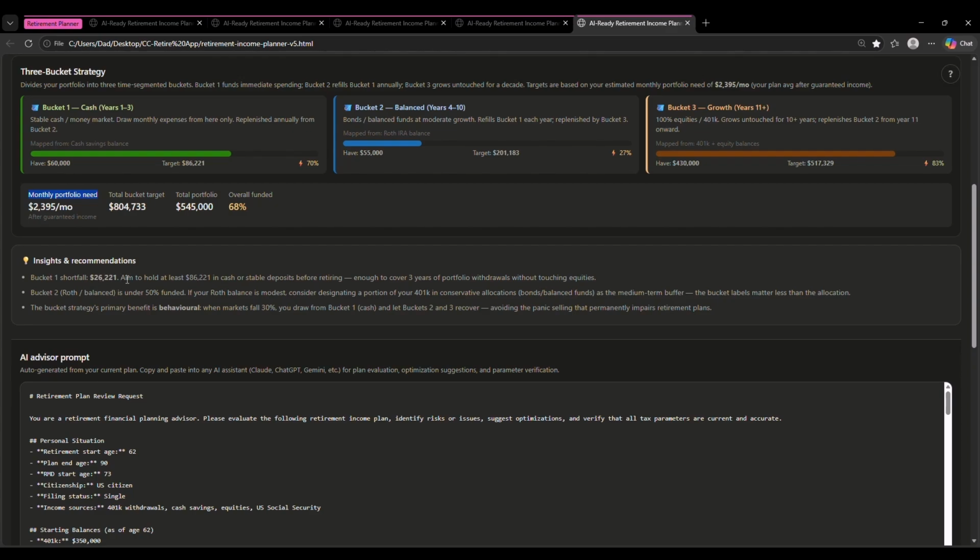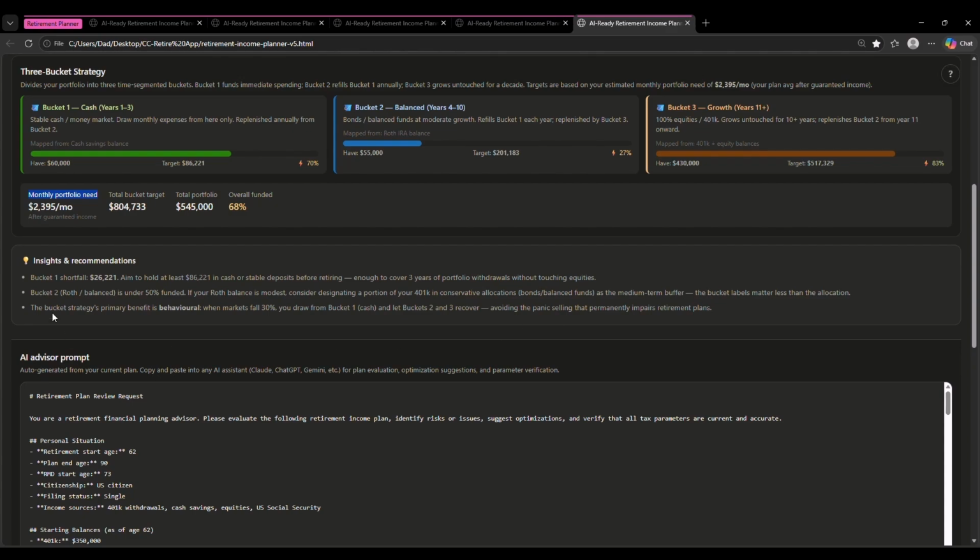It says aim to hold at least 86,221 in cash or stable deposits before retiring, enough to cover 3 years of portfolio withdrawals without touching equities. Bucket 2 is under 50% funded. If your Roth balance is modest, consider designating a portion of your 401k in conservative allocations, bonds, balanced funds as the medium-term buffer. The bucket label matters less than the allocation.